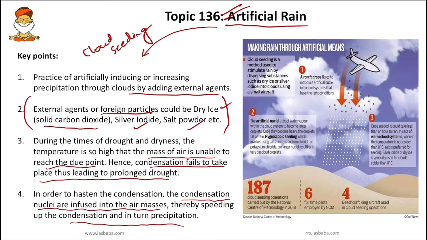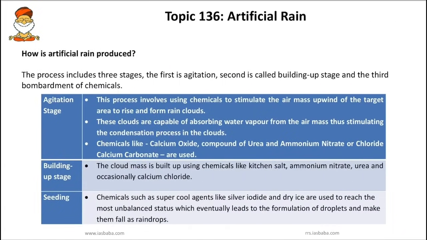And from a mains perspective, you have to know the limitations of this artificial rain. Is it advantageous, or does it have any disadvantage? You should also know whether the usage of dry ice or solid carbon dioxide is good or bad. I think dry ice is part of POP, so it is a kind of pollutant. You have to know about dry ice or solid carbon dioxide and silver iodide, and their application as well. And you should know how artificial rain is produced.